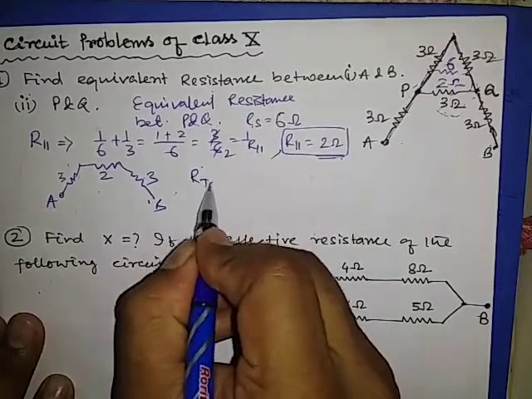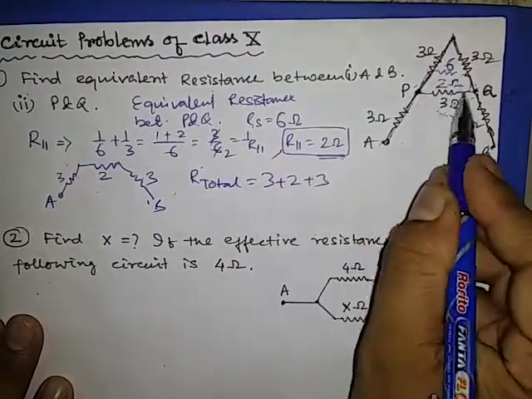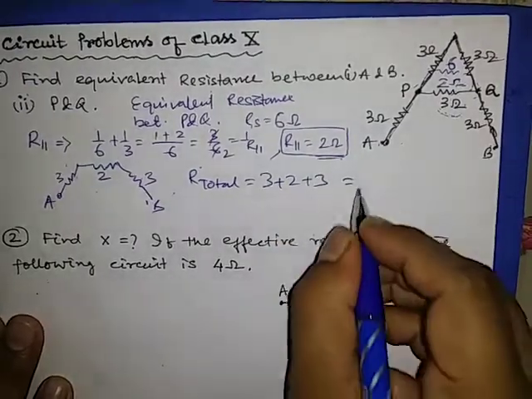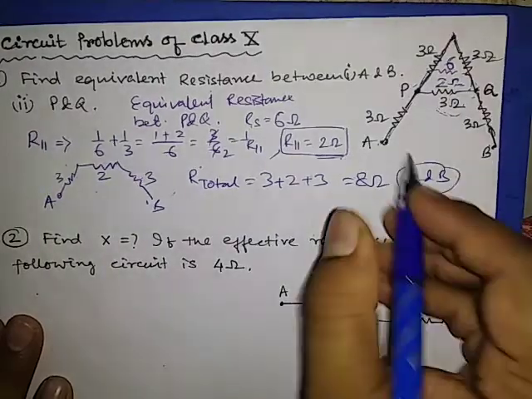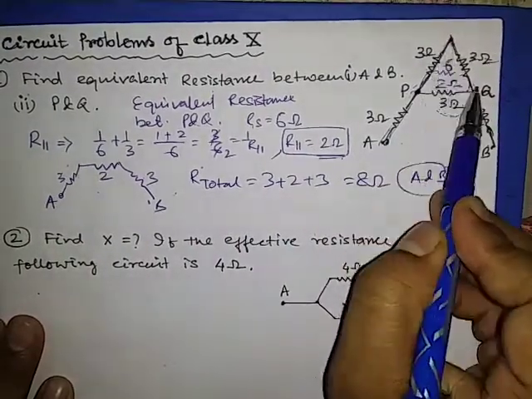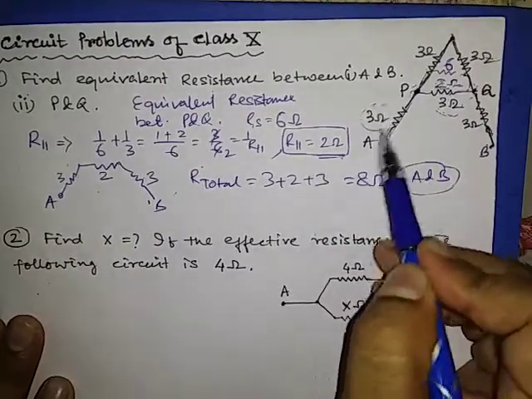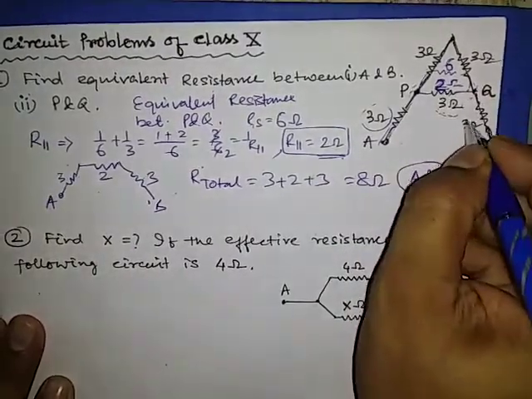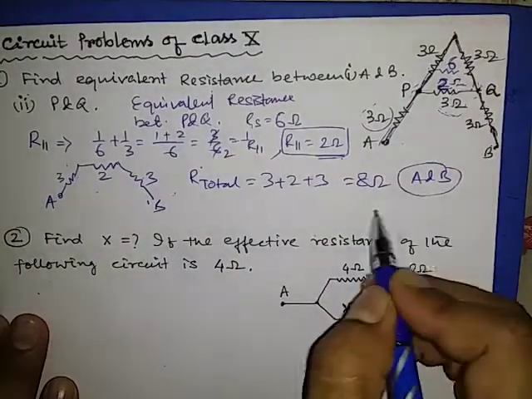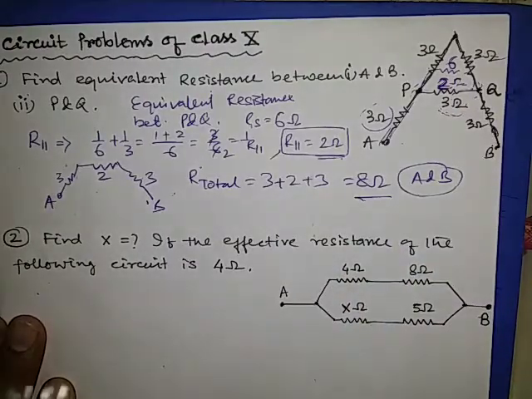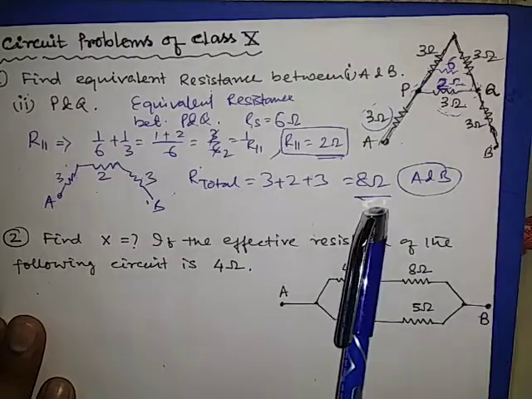So the R total is 3 plus 2 plus 3, right? 3 plus 2 plus 3, 8 ohm. So this is for between A and B. See, this 3 and 3 in series make 6, and 6 and 3 are in parallel giving 2. Then this 2 and the 3s are in series. So 3 plus 2 plus 3. Got it? So the total resistance is 8 ohm. That is the answer. Between P and Q, there will be 2 ohm. Between A and B, there will be 8 ohm.